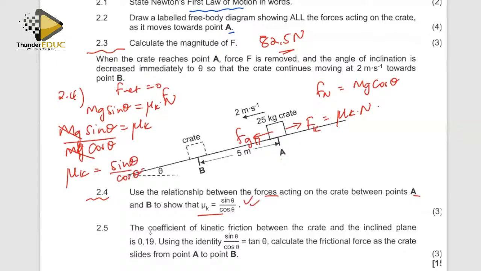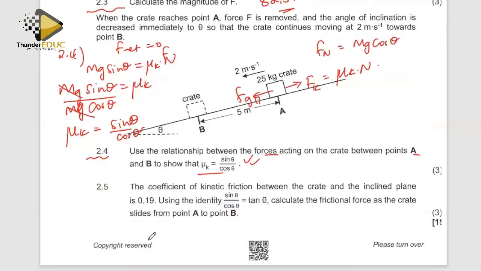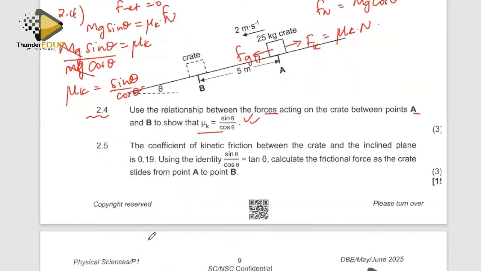Then 2.5, they're telling us that the coefficient of kinetic friction between the crate and the plane is 0.19. They want us to use this identity from trig. Oh Lord, why must maths always haunt us? Okay, let's use this identity to calculate the frictional force as the crate moves from point A up to point B.